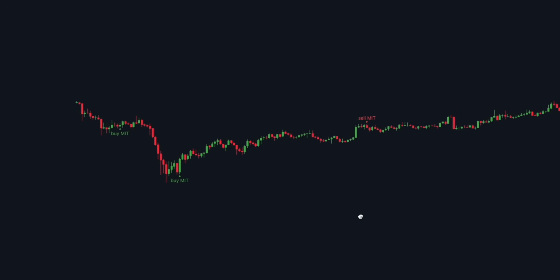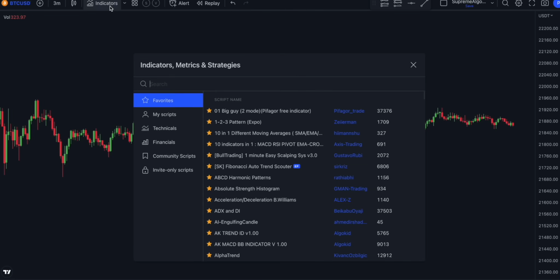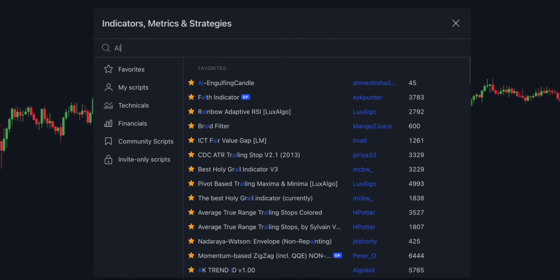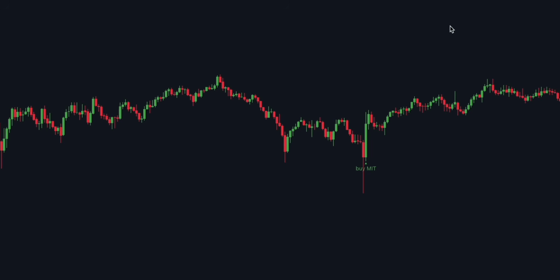So, how can we add this indicator to our chart? Well, first open any chart on TradingView and navigate to the Indicators section. Type AI engulfing candle. The script you're looking for is this one right here. As you can see, this is a new indicator and not a lot of people know about it yet. Once you've applied it, the chart should look like this.